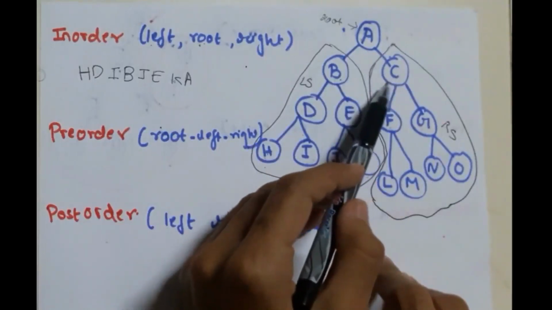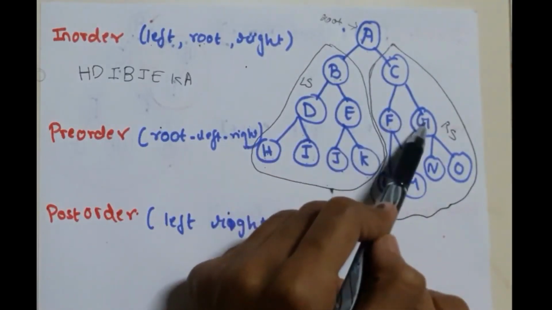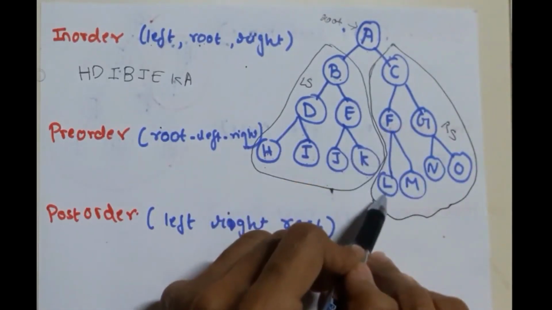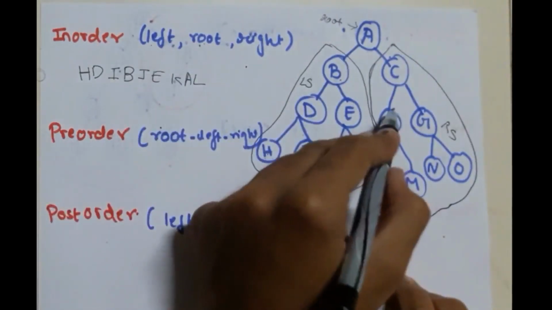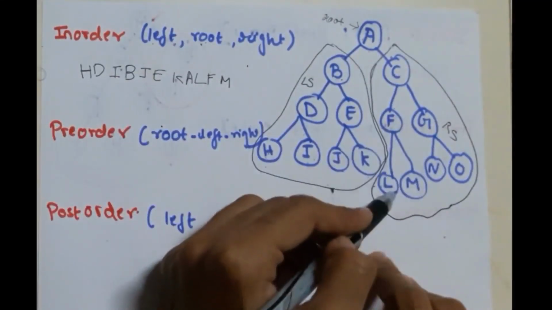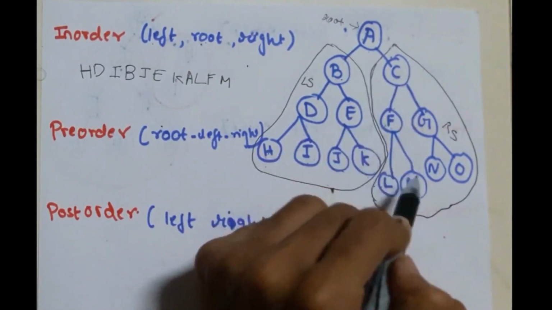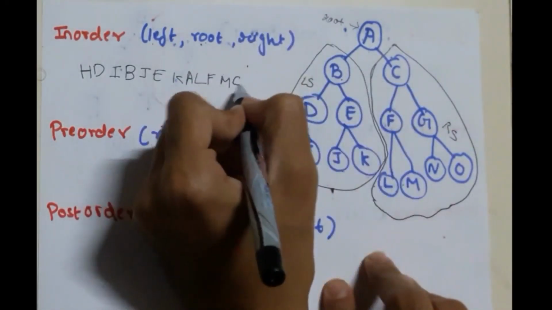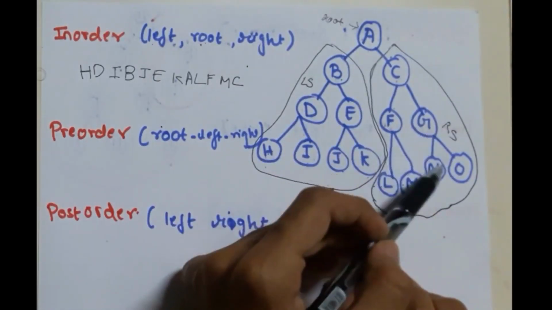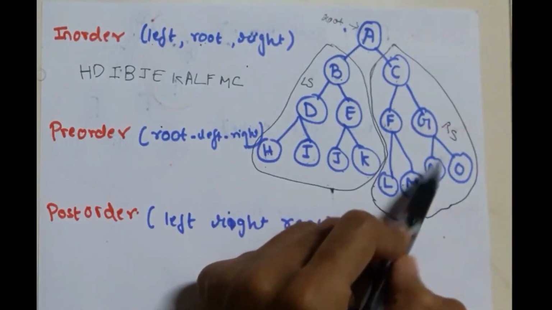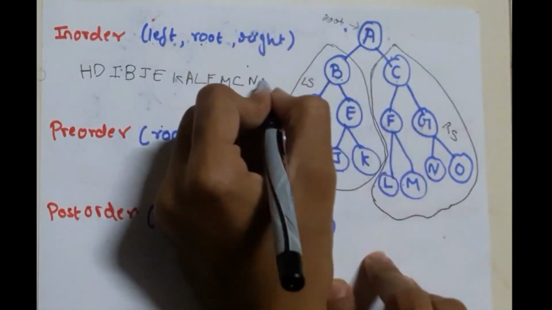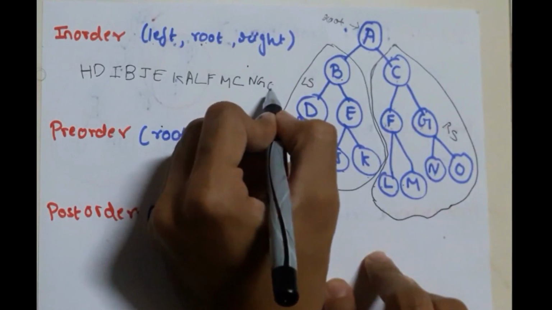Okay. So here you can see C is the root for F and G subtree. Similarly, F is the root for L and M. So first we'll write the left part of F, that is L, then root F, then write M. So we have done with the left part of C. So now after left, root, that is C. And now we'll go into the right part of C. So here we can see G is the root for N and O. So we'll write first left part of G is N, then root G, and then O.